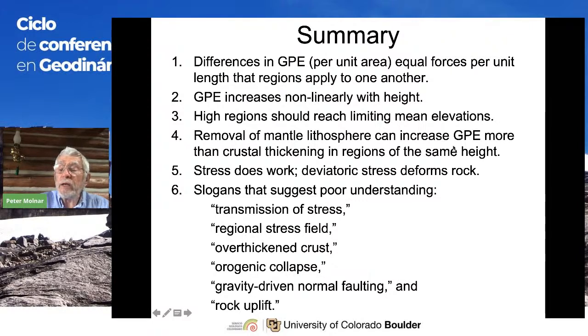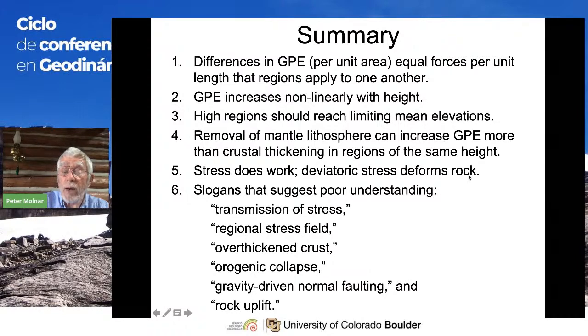Removal of mantle lithosphere can increase gravitational potential energy per unit area more than crustal thickening in regions of the same height. And this is because the depth of compensation is greater where you've removed mantle lithosphere than where you've thickened crust. And so you have a greater thickness in there, and that enters into the equations to give you even more gravitational potential energy. I remind you, stress does work.